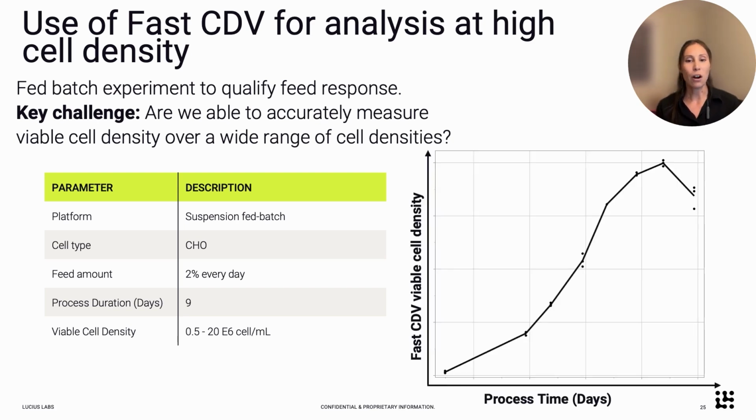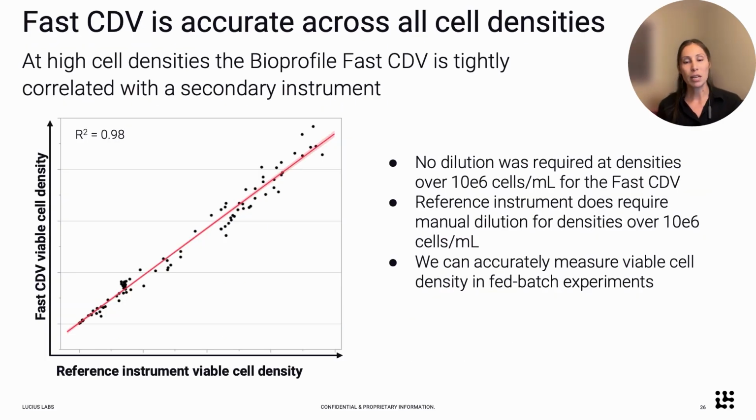This is an example of our control feed response. What's shown here is a growth curve of the viable cell density over process time, just a typical feed response that we were able to plot with data from the FAST CDV. However, our key question here was whether or not the FAST CDV was accurately counting cells across each cell density. So what we did was to look at the viable cell density that was measured by the FAST CDV and plot this to a reference instrument viable cell density.